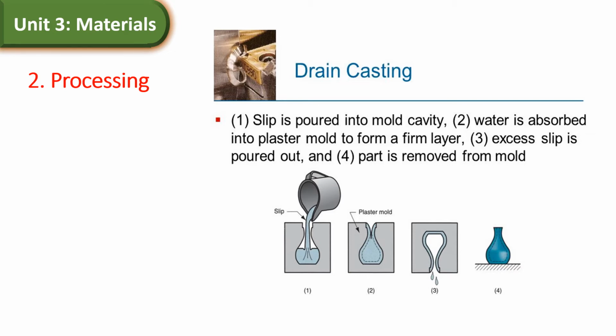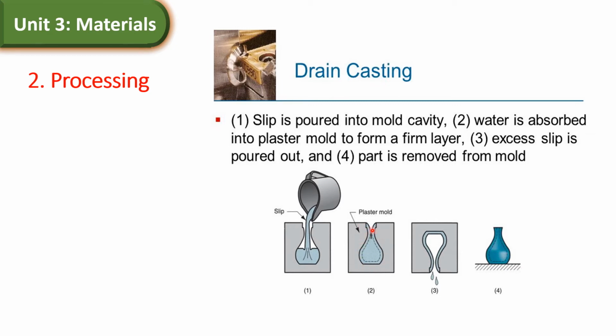In drain casting, you have here your slip. A slip is a fluid made of clay, powder, and water that you mix together. What you will do with your slip is pour it into a plaster mold. This gray thing here is your mold. That is where your slip is poured, and then you allow the slip to take the shape of the mold.